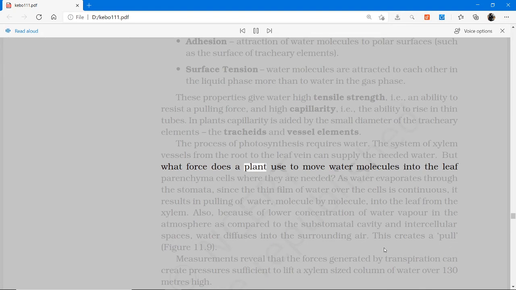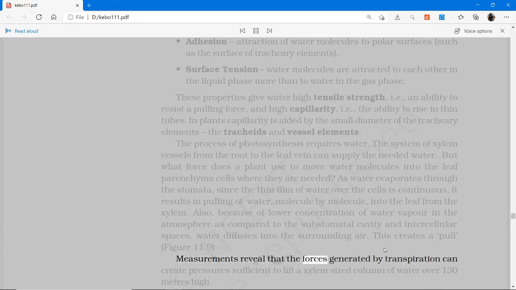But what force does a plant use to move water molecules into the leaf parenchyma cells where they are needed? As water evaporates through the stomata, since the thin film of water over the cells is continuous, it results in pulling of water, molecule by molecule, into the leaf from the xylem. Also, because of lower concentration of water vapor in the atmosphere as compared to the substomatal cavity and intercellular spaces, water diffuses into the surrounding air. This creates a pull, figure 11.9.